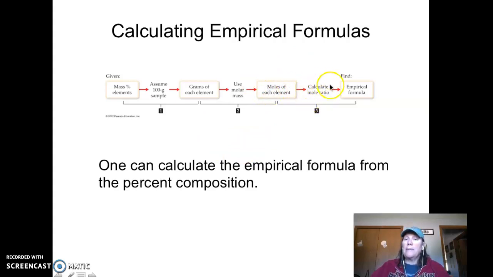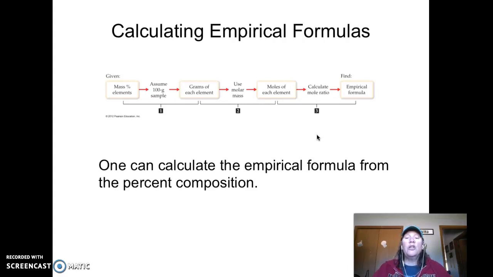Then we're going to set up a ratio. We're going to put the smallest number on the bottom, and the reason we do that is we can't have a number less than 1. Remember, when we do subscripts, they're whole numbers. If we don't divide by the smallest number, we're going to get a number less than 1, and we can't have that. So our mole ratio always has the smallest number on the bottom. Then we put each individual one on top, we divide them out, and we're going to get numbers. And from that, I can show you how to get your empirical formula.